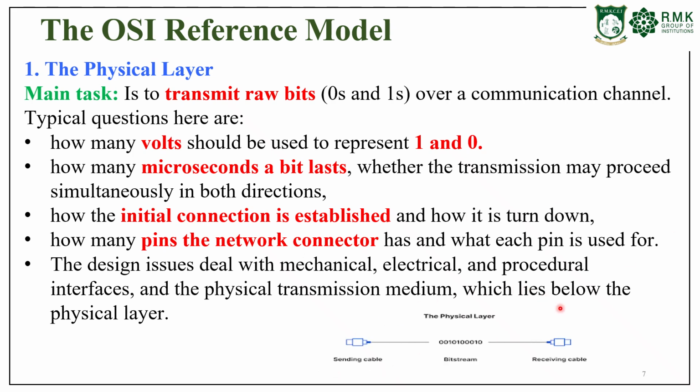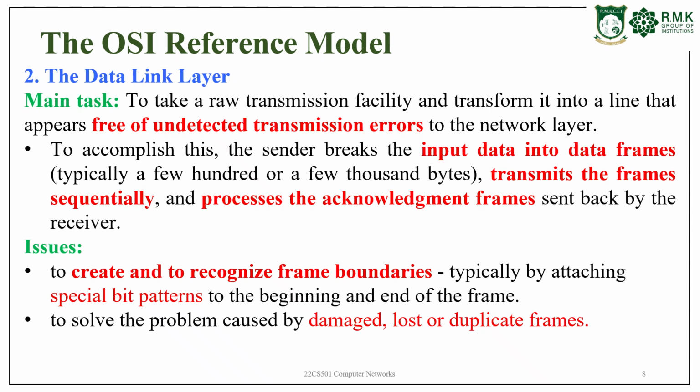So here you can just see the physical layer transmission between a sending cable and a receiving cable, and how the bit streams are going to be transmitted. Then comes the data link layer. As we have seen, the main task of the data link layer is to take a raw transmission of data and transform it into a line that appears free of undetected transmission errors to the network layer.